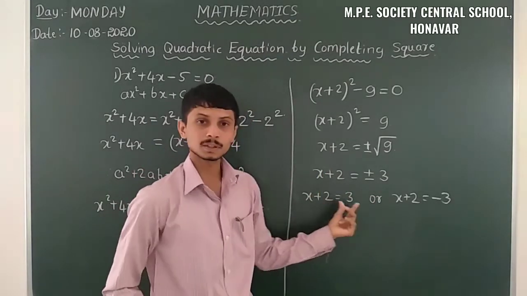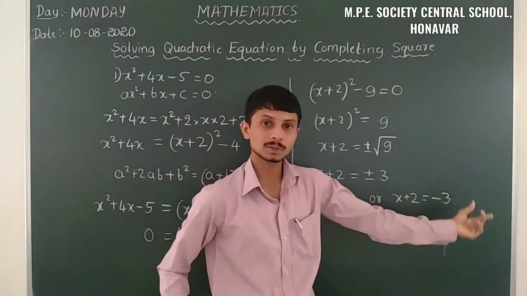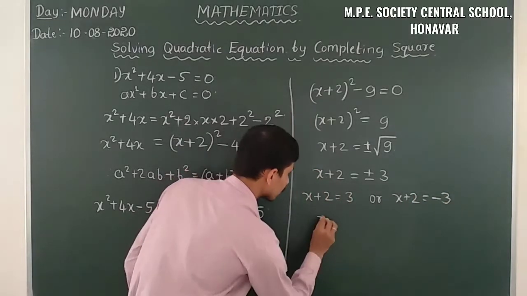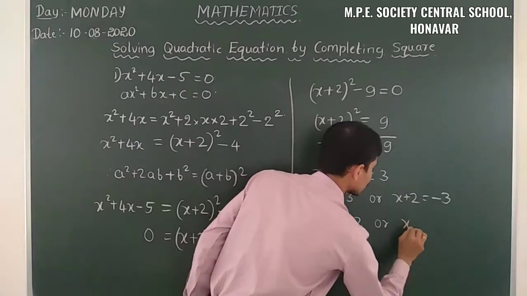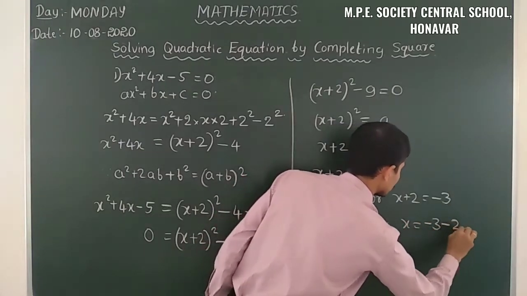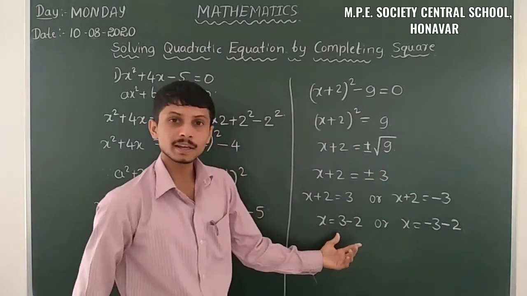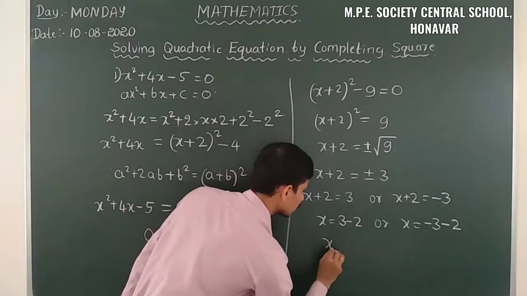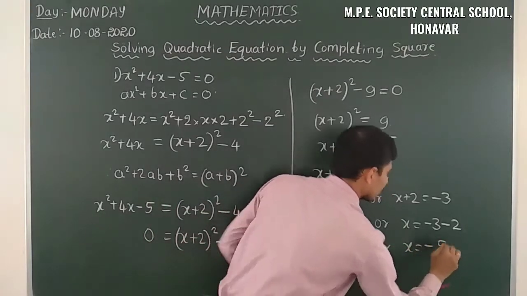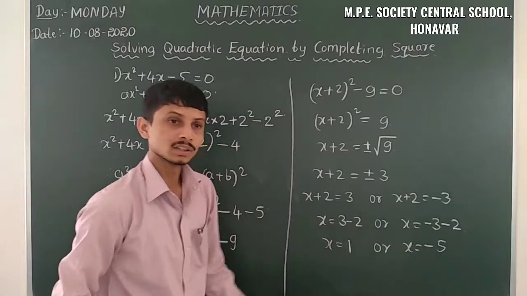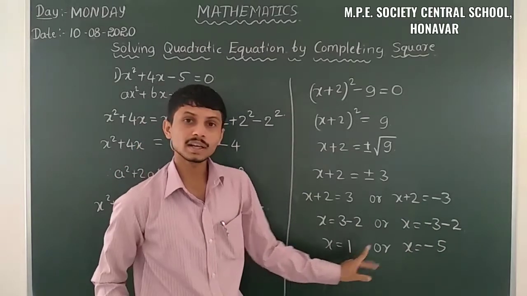Firstly I will transpose this plus 2 to the RHS side. Here also we have to transpose the 2 to the RHS side. So that is x is equal to 3 minus 2 or x is equal to minus 3 minus 2. Then what happens? 3 minus 2 is equal to 1. x is equal to 1 or x is equal to minus 5. Minus 3 minus 2 is minus 5. So that means here we got 1 and minus 5.